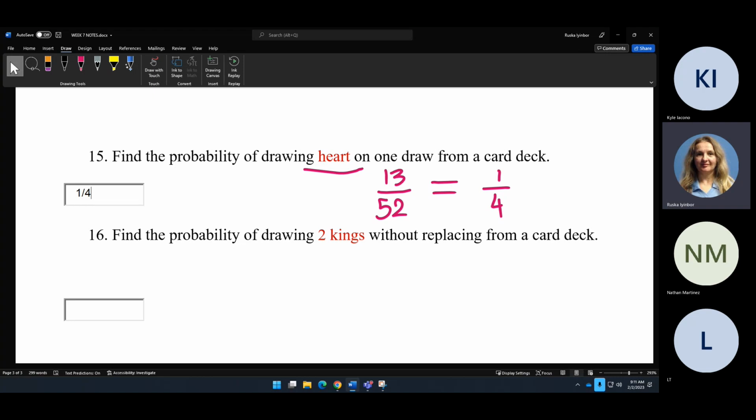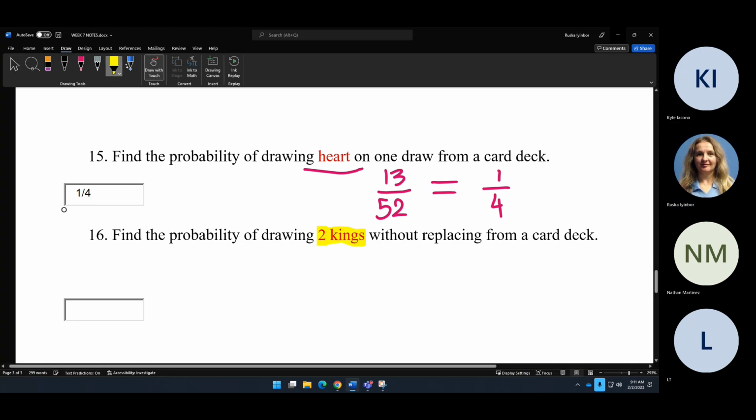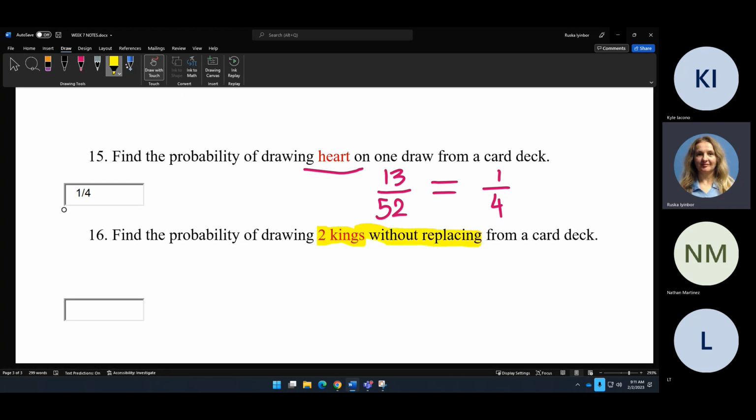Okay, number 16. Number 16, it's a little different now. You have cards again. How many kings we have? There are 4 kings in a deck. But here we're going to draw 2 kings, not only one, you're going to draw 2 kings. And it says without replacing. So that means if you take 1 king out, you're going to keep it out. You're not going to put it back. That's what that means, without replacing.